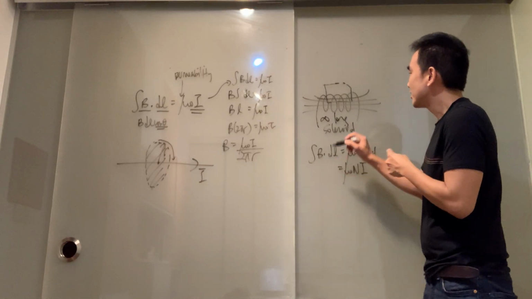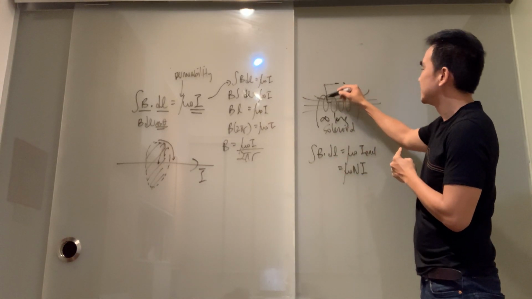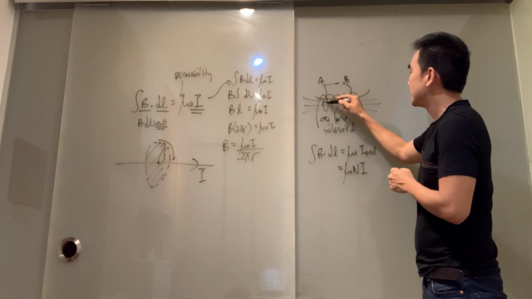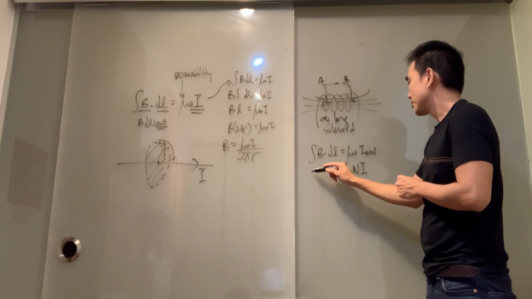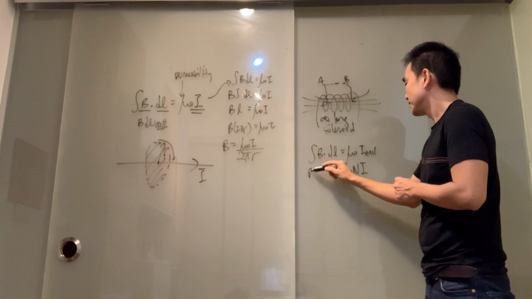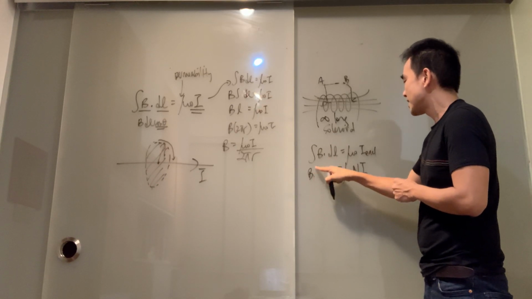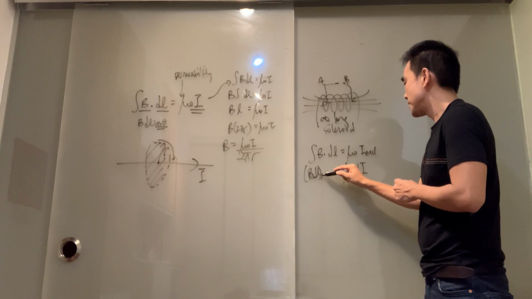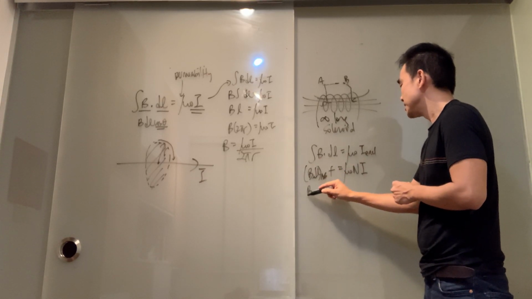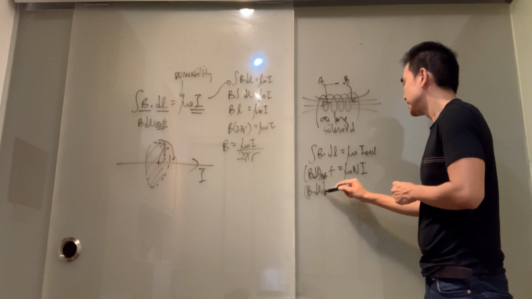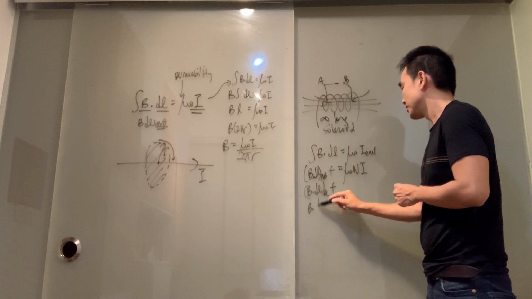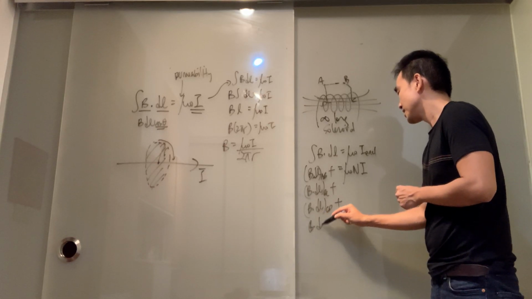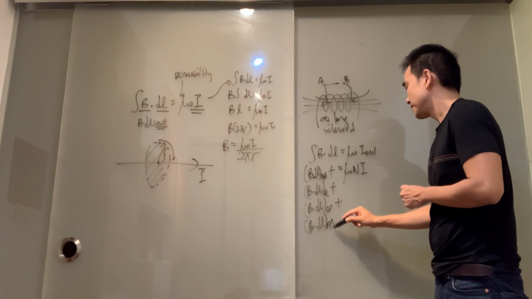Now B dot dl, let's take a look. We have 4 sections over here. So let's call this A, B, C, and D. So therefore it will be B dot dl AB plus B dot dl BC plus B dot dl CD plus B dot dl DA.